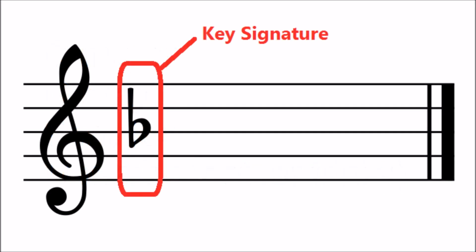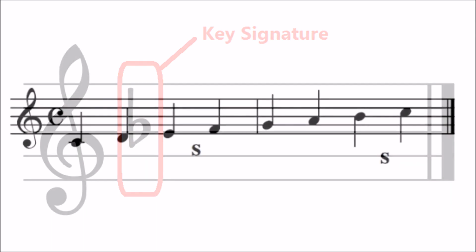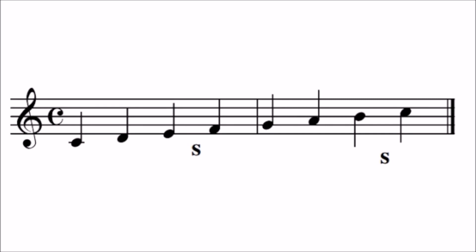The key signature is the sharps or flats that appear in that key or scale, and these are written at the beginning of the stave, just after the clef sign. Here you see a scale of C major, which has no key signature.